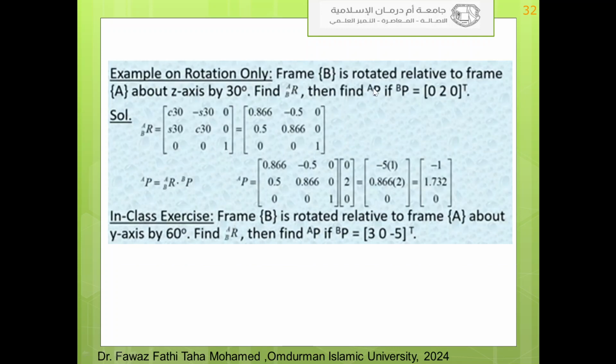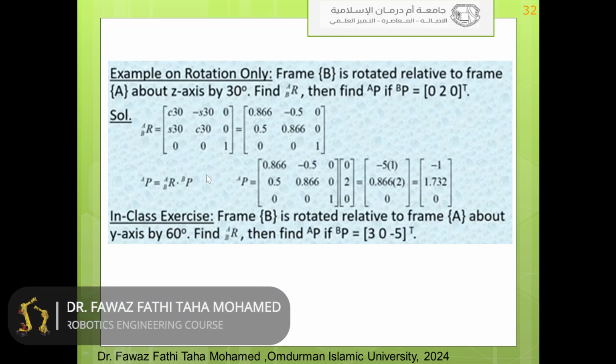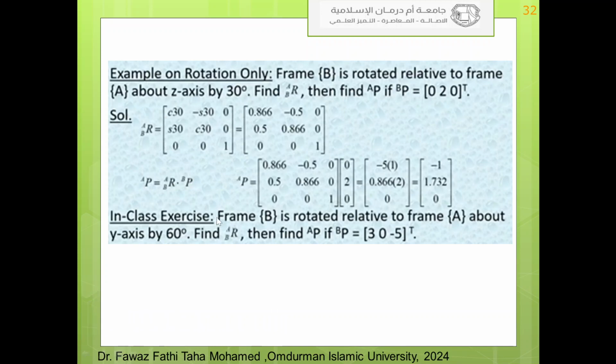Example of rotation only. Frame B is rotated relative to frame A about Z axis by 30 degrees. Find RBA. Find PA, where PB is [0, 2, 3]. Just similar to our previous discussion, we have a rotation. We have to multiply the rotation matrix with vector PB to find PA. So we can use the same principle to solve this problem, to practice with your hand.